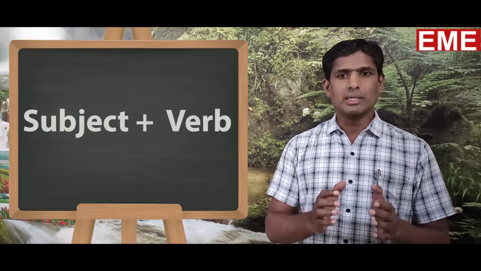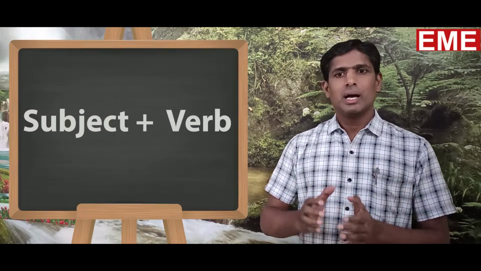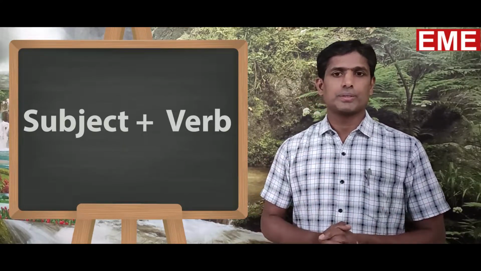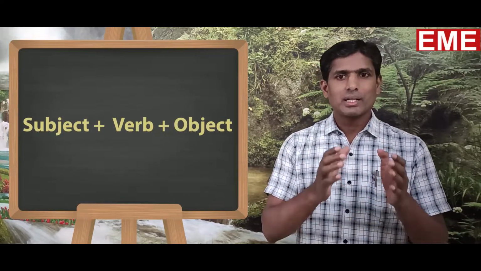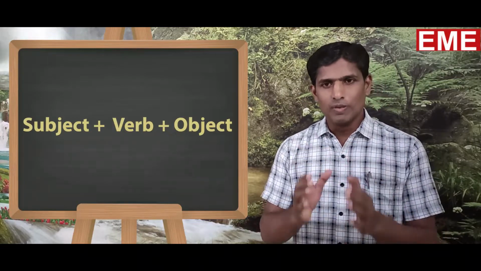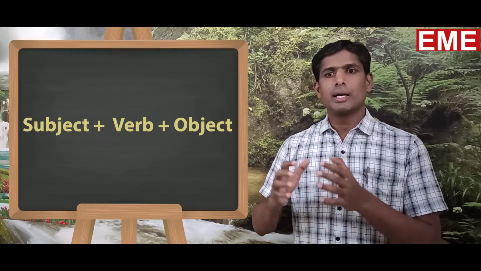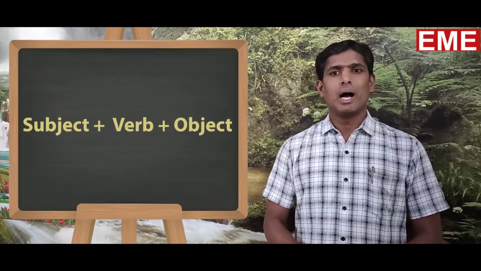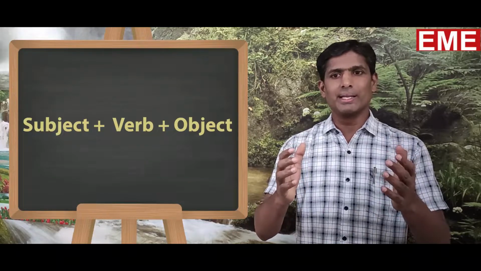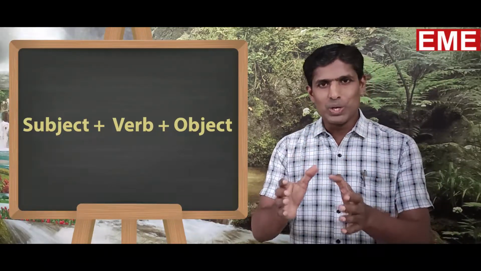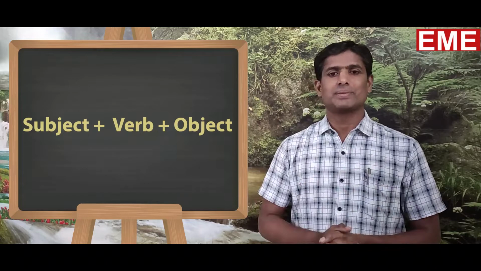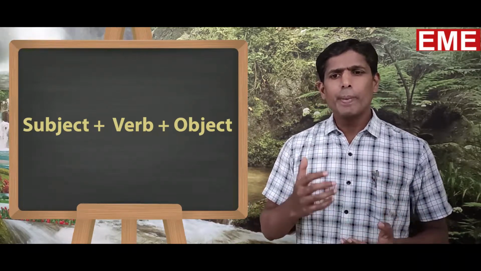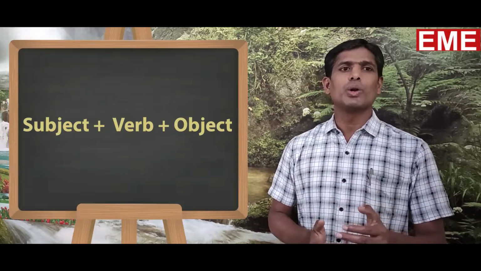We just need a subject and a verb to form a sentence in English. Subject comes first, verb next, and object at the end. Always remember, our golden rule is subject, verb, and object. Shall we now together try to make some sentences with the following formula?